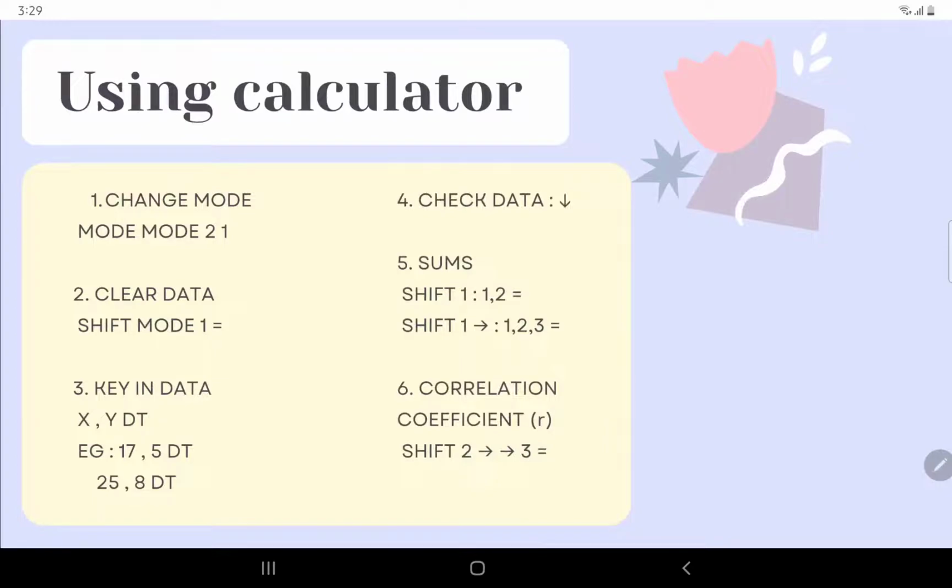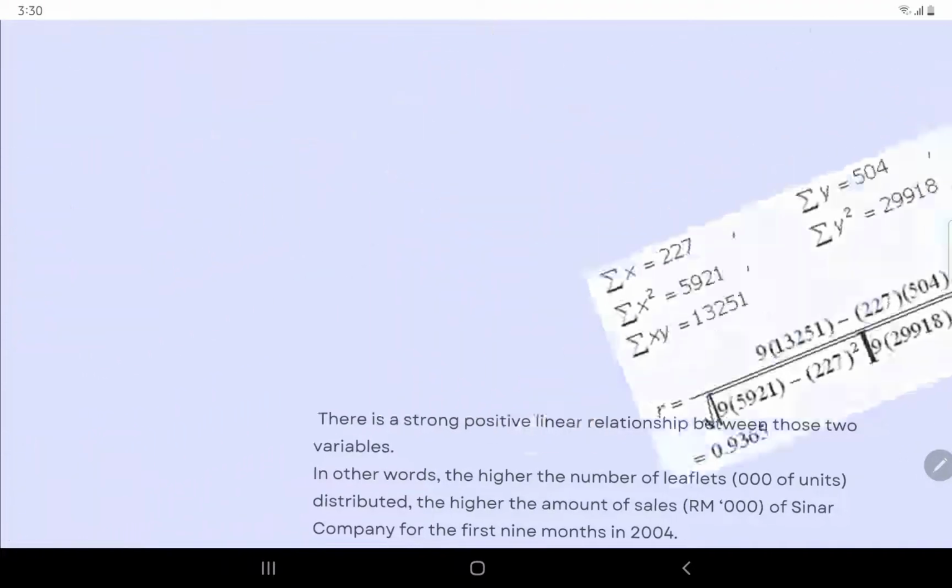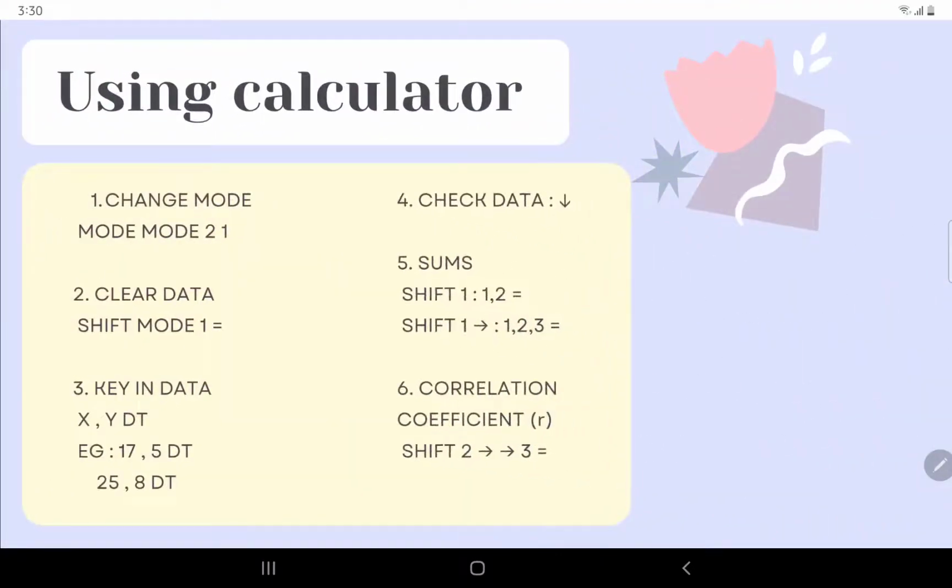Okay, actually we can use calculator to obtain the Pearson's correlation coefficient and regression line, okay, by applying calculator lah. Okay, guna calculator untuk cari ni. Okay, total of x, total of x square, total of xy, total of y, total of y square, and n. Boleh guna calculator. Okay, so cara dia ini adalah calculator untuk fx 570.